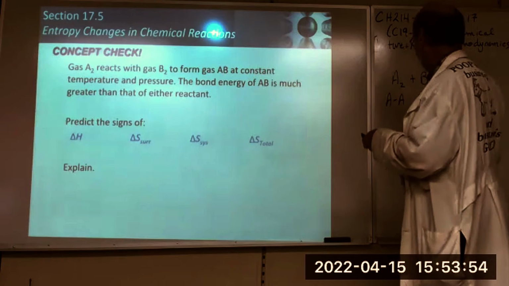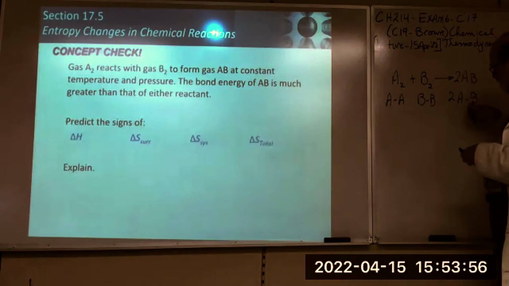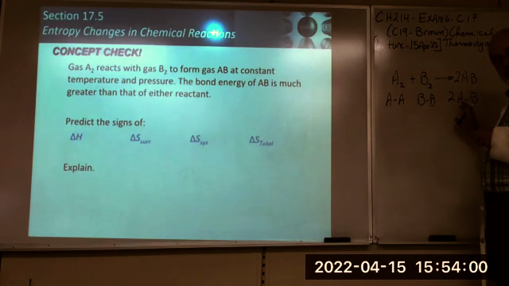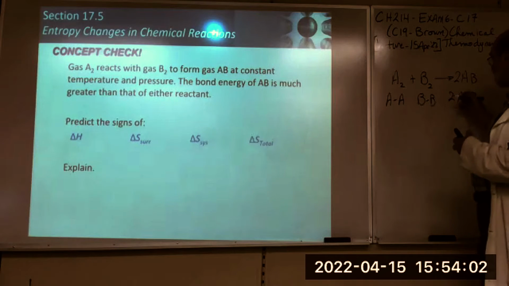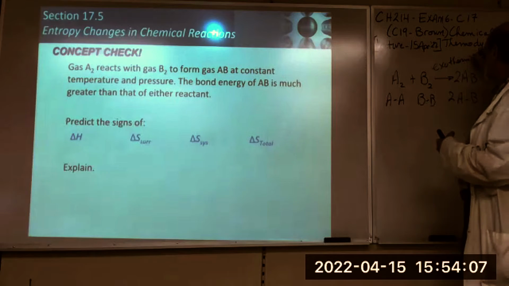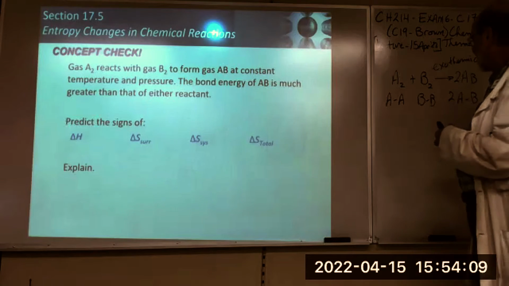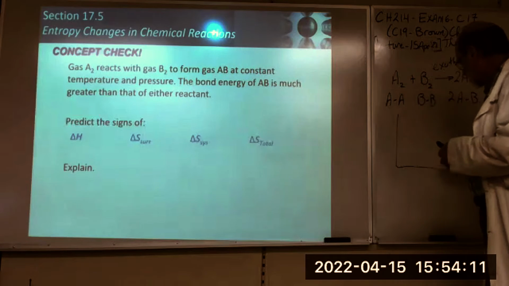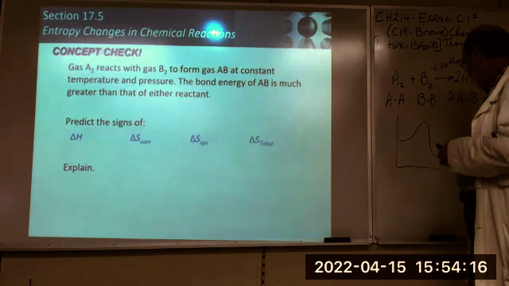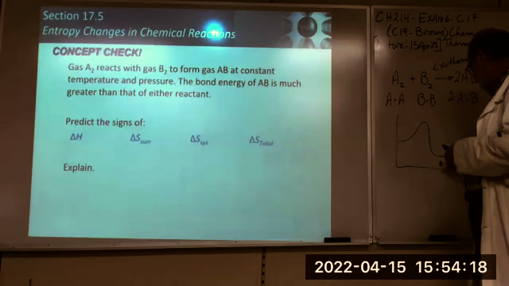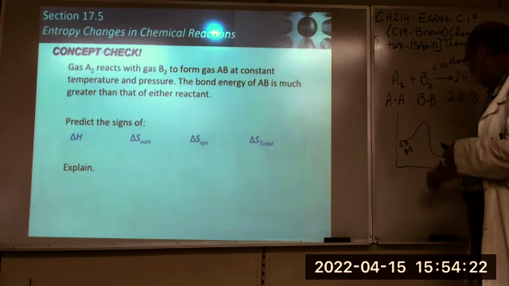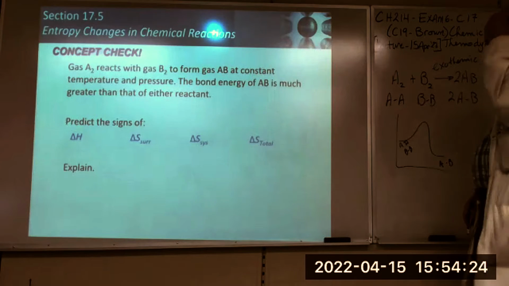Predict the sign of each one. If the bond energy here is greater than there, that means it's more stable and it has given up energy. So this is exothermic. Another way to look at that is this. Reactants here, like that. This is AB, and this is AA and BB. That's an exothermic process.